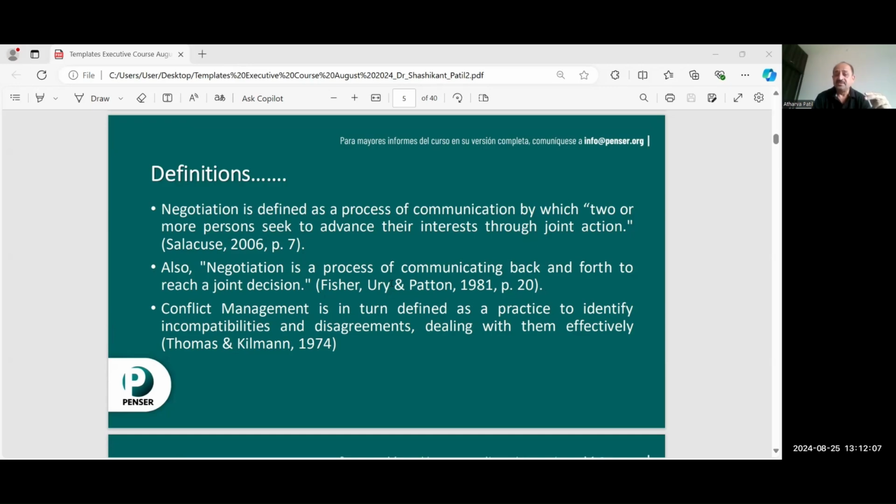Another is conflict management. This is very crucial. Conflict management is defined as a practice to identify incompatibilities and disagreements and deal with them effectively. So you have to find out what the lacunas are, what things are needed, what things are incompatible, where there is a disagreement, and you need to find out a plan to sort it out and deal with them effectively. And this definition was coined by Thomas and Kilmann in 1974. So this is the introduction to negotiation and conflict management.